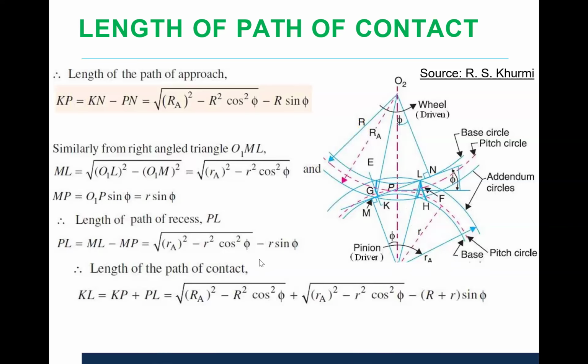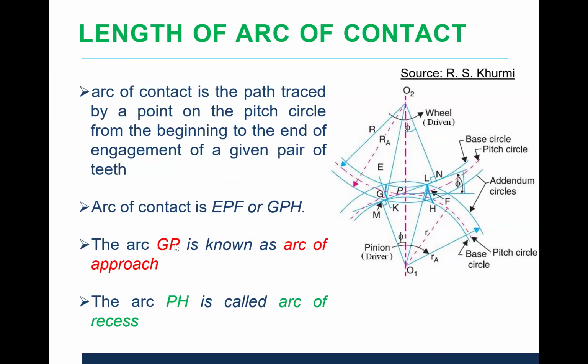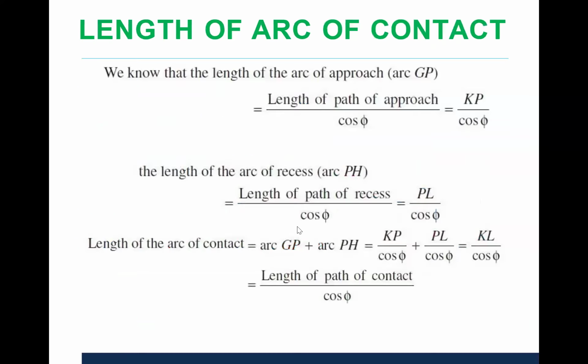Then next, we have arc of contact. Now, once we have the path of contact, we can define the arc of contact, that is the path traced by a point on the pitch circle from beginning to end of the engagement. So this arc of contact we can define with the help of EPH, the distance EPH, or GPH. PH is called the arc of recess, and GP is known as the arc of approach. So this is the arc, that is distance traveled during the engagement and distance traveled during the disengagement, approach and recess.